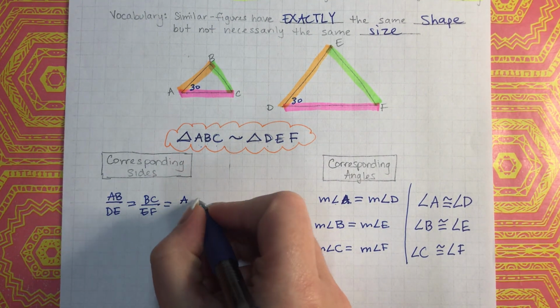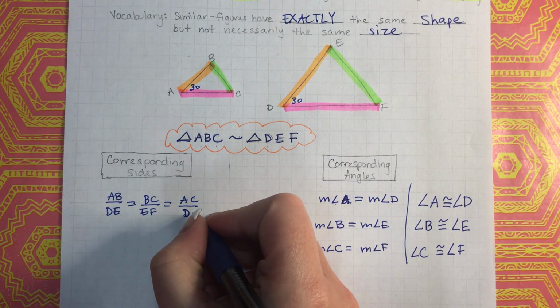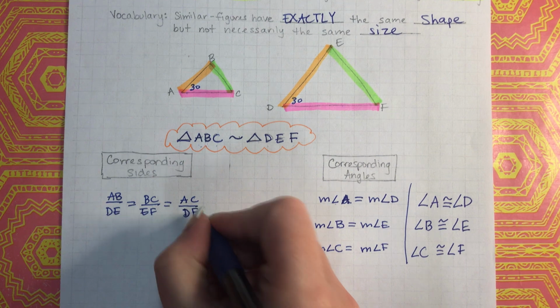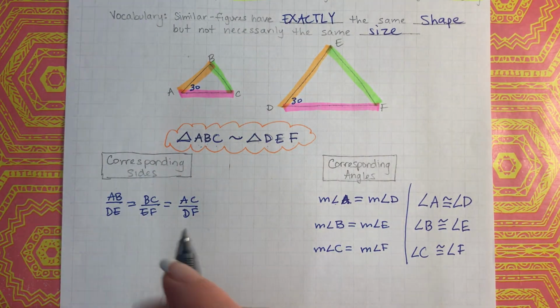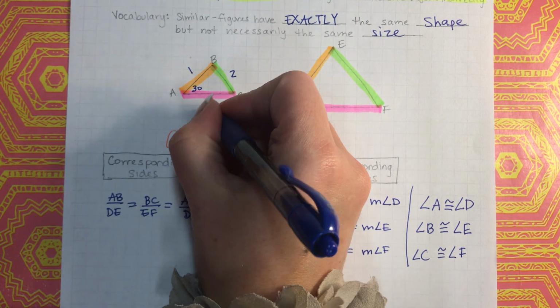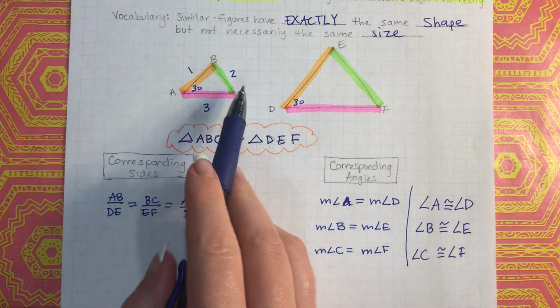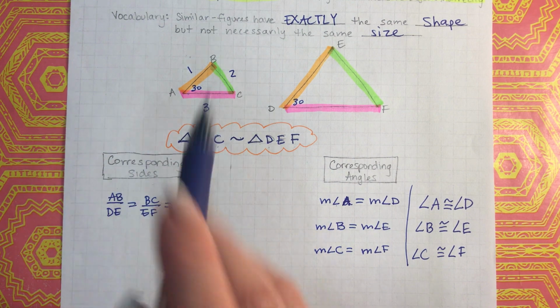AC and DF. And so that means that their ratios are all the same. And if I wanted to just give you a real quick example of what that could look like. Let's say this is 1, this is 2, and this is 3. What I'm going to say is this figure is 3 times as big as this one.